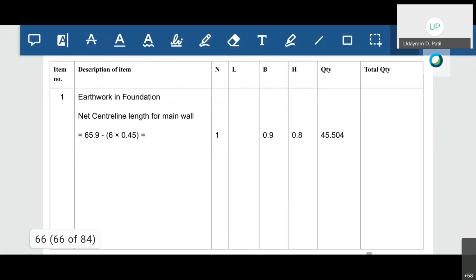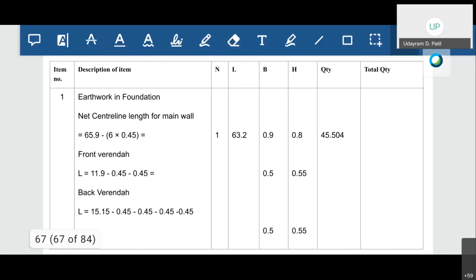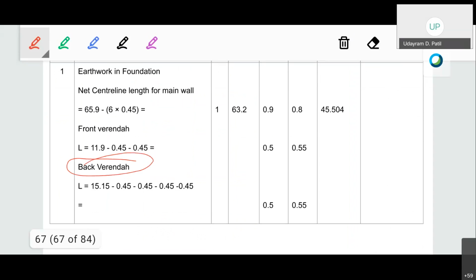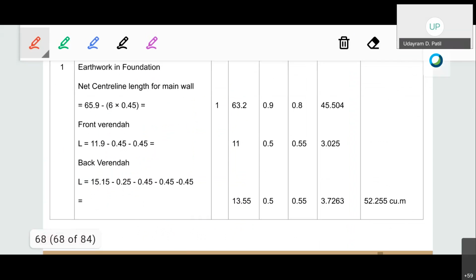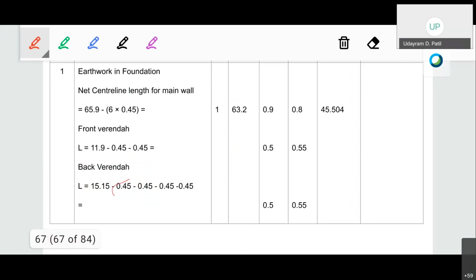Okay, so total net center line length for the back veranda will be total center line length 15.15 minus 0.45, minus 0.45, minus 0.45 and minus 0.25. Okay, at one place make it 0.25, here 0.45 has been written.